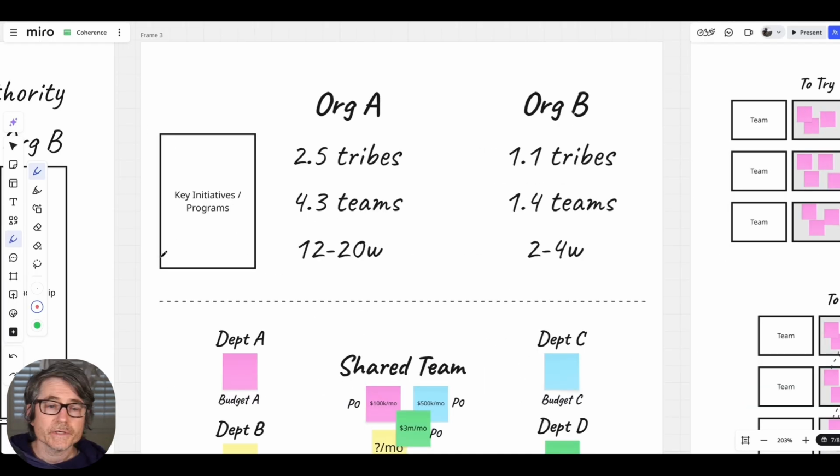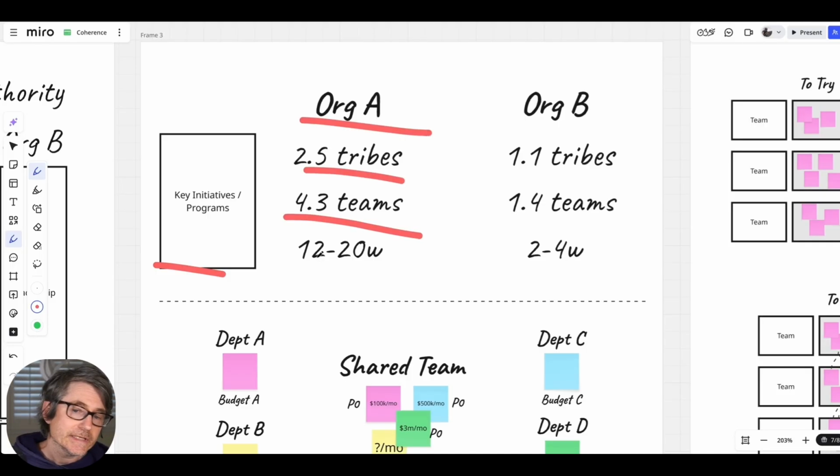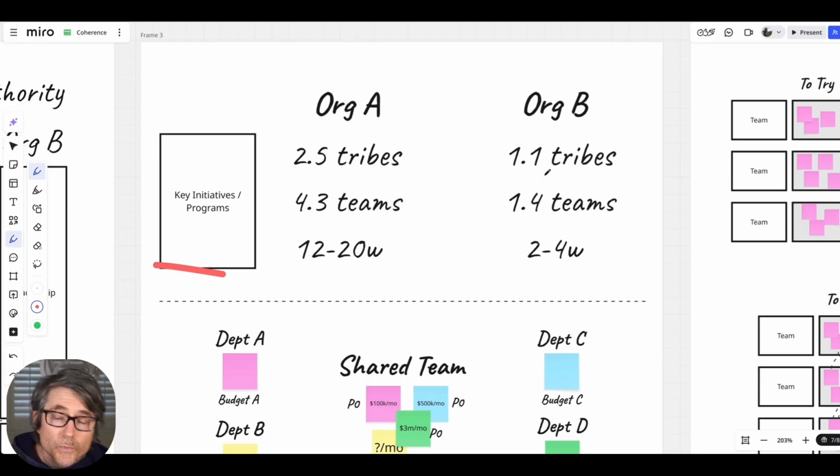Another example, two organizations have key initiatives and programs. Okay, that's interesting. But for Org A, there's an average of 2.5 tribes and 4.3 teams and maybe 12 to 20 weeks involved with these key initiatives. And in Org B, it's very, very different. There's 1.1 tribe, there's 1.4 teams, and maybe 2 to 4 weeks for one of these initiatives. That's very different. So just by seeing that intent tree, you might not really be able to understand the difference.